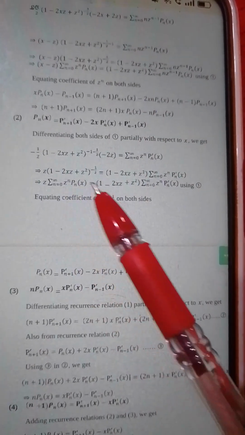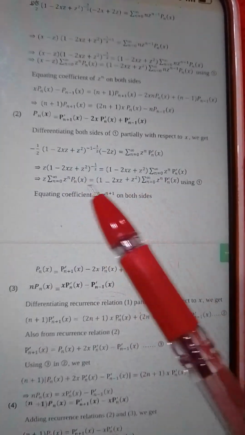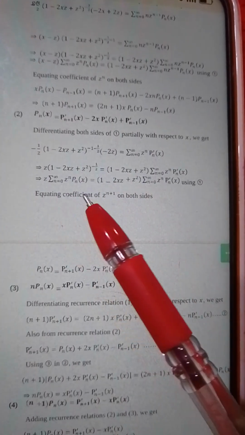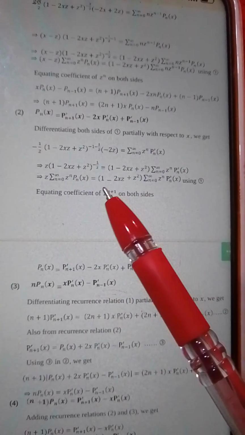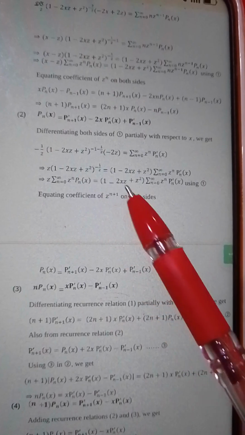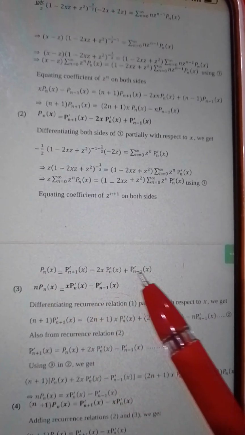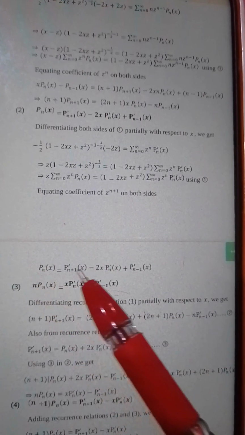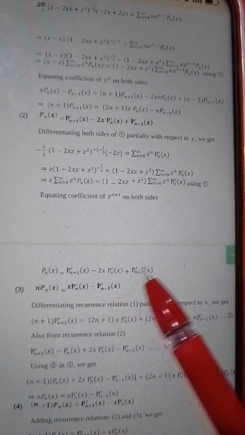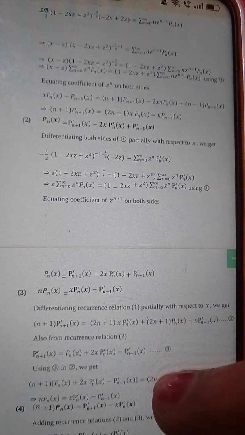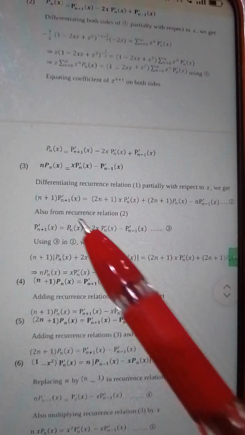Now in this step what we will do? We will equate the coefficient of z to the n plus 1, and we will get our second recurrence relation which we want to prove. I hope this is clear.